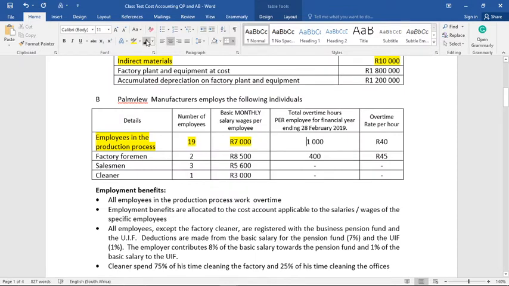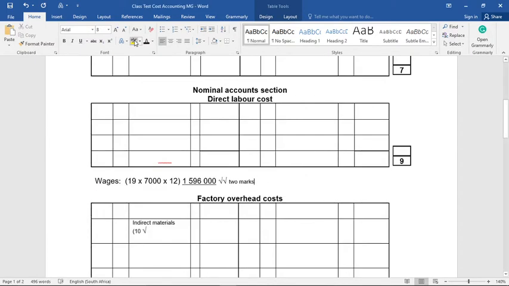However, there's also overtime. 1,000 hours per employee. So there are 19 employees times 1,000 overtime hours each times 40 Rand overtime price. Right, there's the calculation. 19 times 1,000 times 40 is 760,000, and there's another 2 marks.